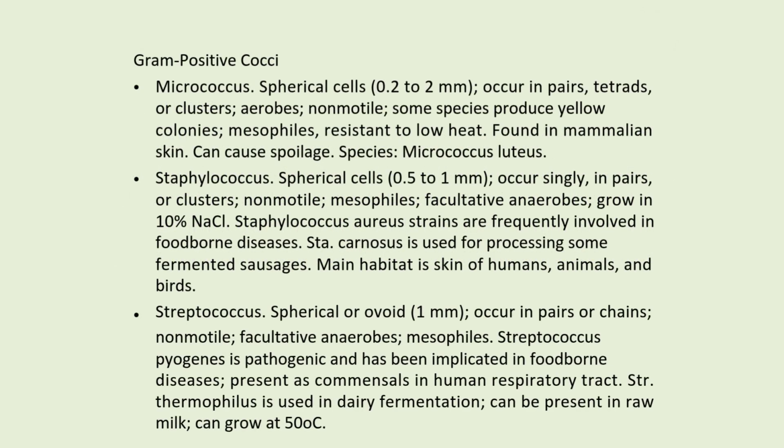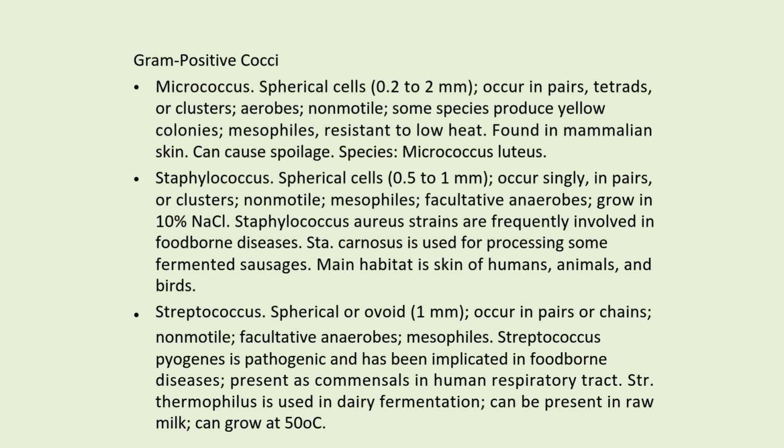Moving on to gram-positive cocci. First is Micrococcus. These are spherical cells that occur in pairs, tetrads or clusters. They are aerobes, non-motile, and some produce yellow colonies. They are mesophiles, resistant to low heat, and found on mammalian skin. They can cause spoilage. Example species is Micrococcus luteus.